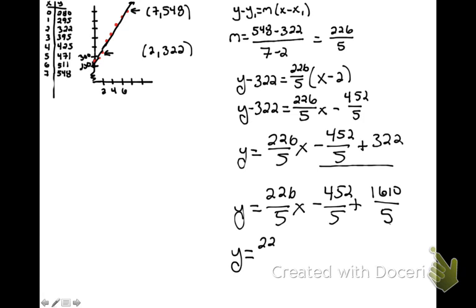And now that I've gotten the same common denominator, I end up with this: y equals 226 over 5x plus 1149 over 5. So this is our approximation for our line of best fit. Its equation.